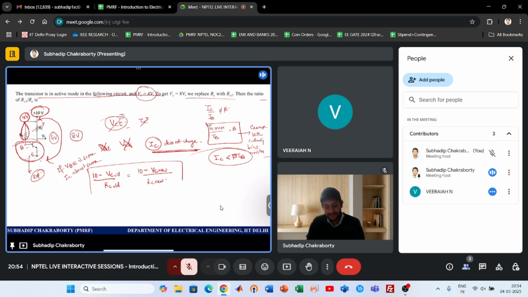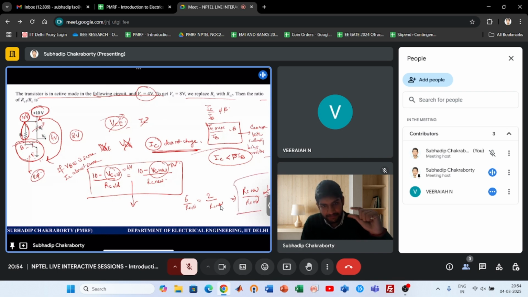So using this relation, you can just calculate VCE old is 4 volts and VCE new is 8 volts. Just plug in 6 by RC old is nothing but 2 by RC new, and replacing the ratio RC new by old, how much? 1/3, right? Just basic. That's just to make you understand that VBE, if it is same, just remember the characteristics.